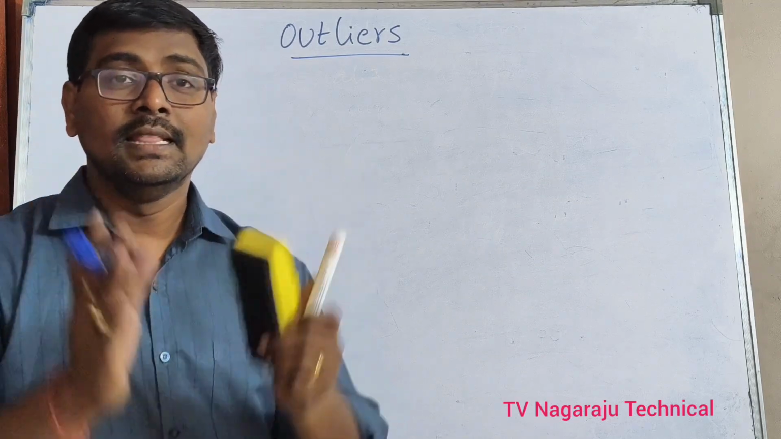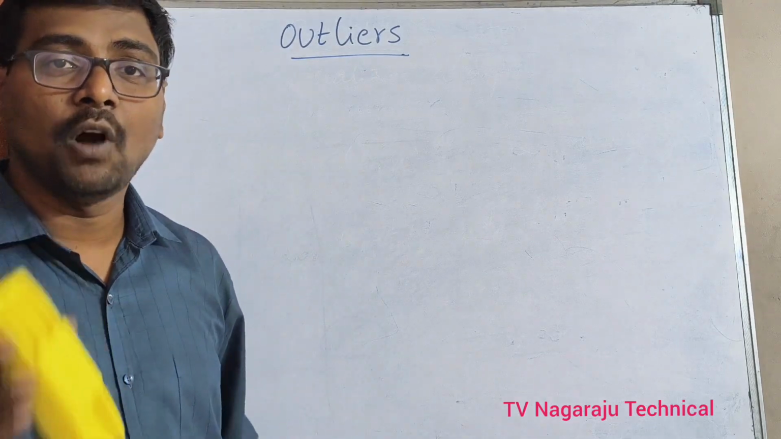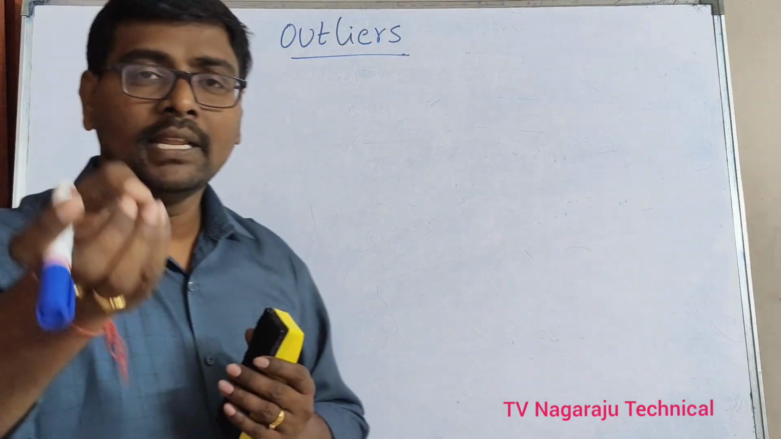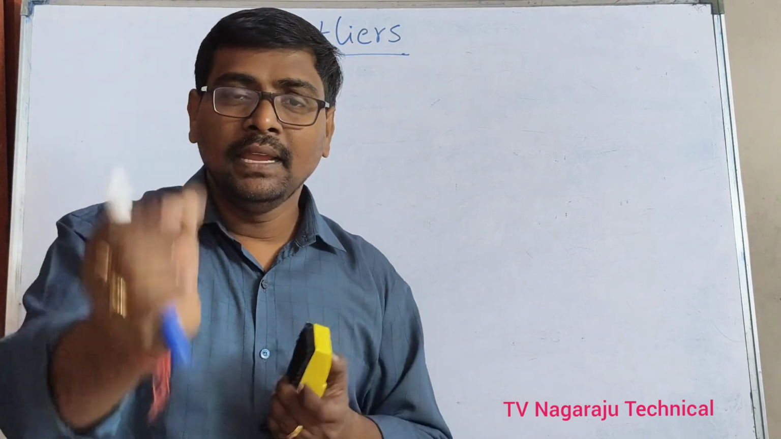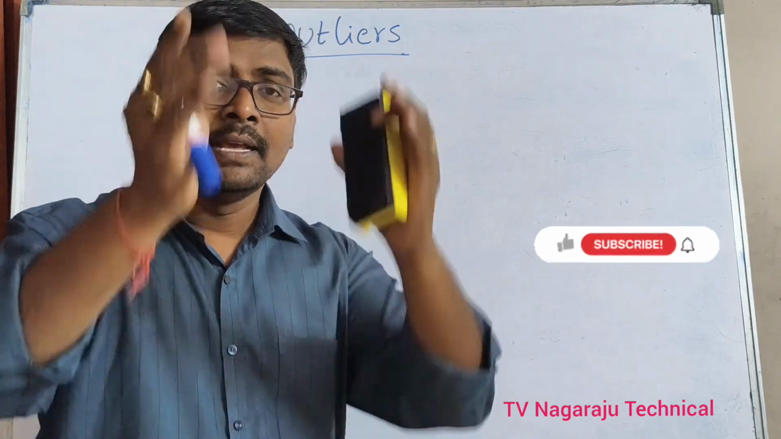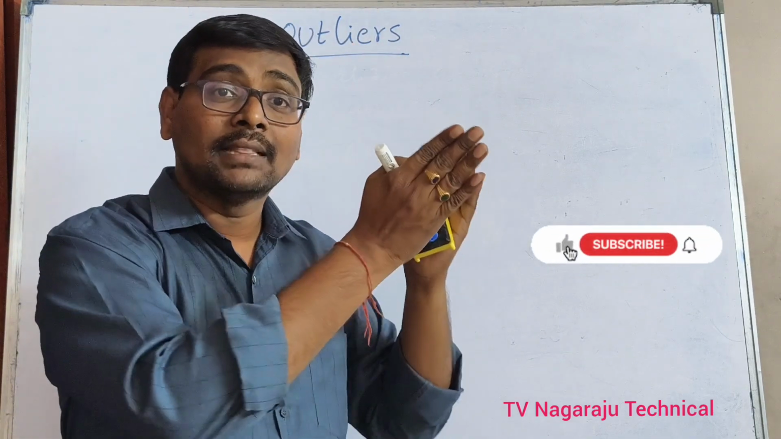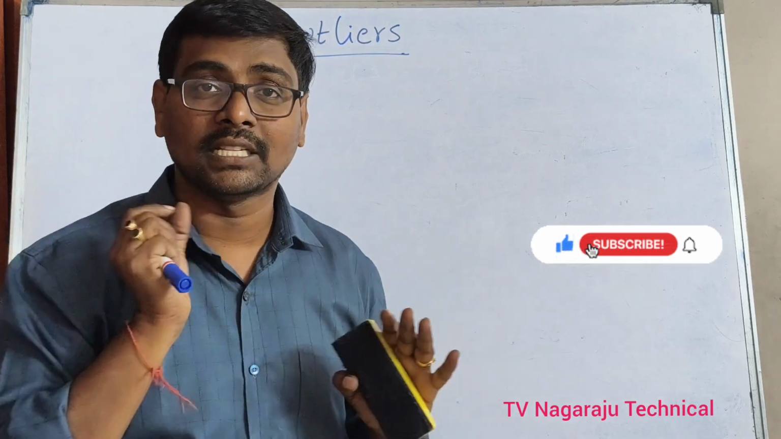Welcome to our channel. In this session, we will discuss the concept of outlier. We already know what is meant by outlier. Simply, it is a data point that is different from other data points in the data set.